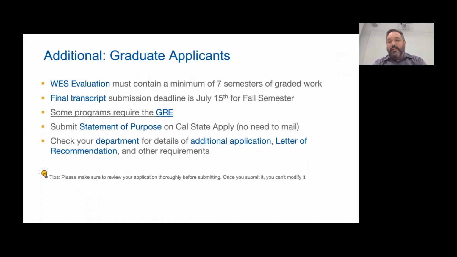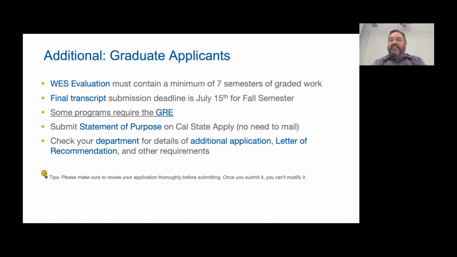This is very important information for those applying for a master's degree. All of our programs, I mentioned the WES evaluation. All of our programs at SJSU do require at least 7 semesters of graded work on your WES evaluation. And I should point out, we only accept the WES evaluation. We do not use other evaluation companies. Many universities will. We do not. We only require and use the WES.